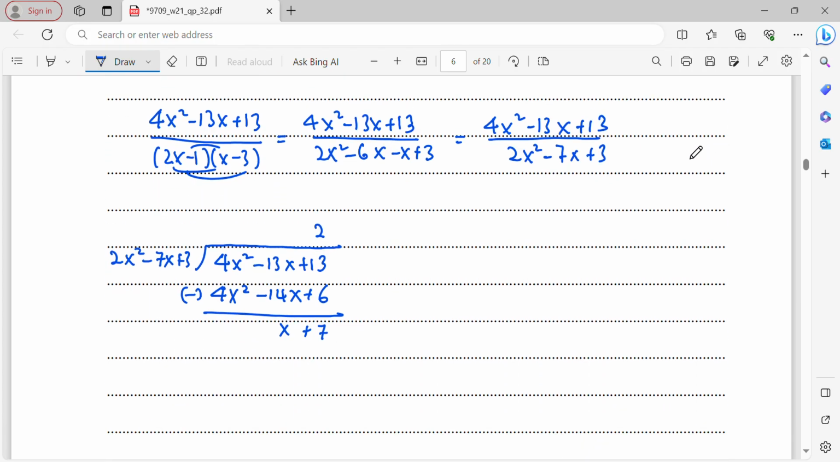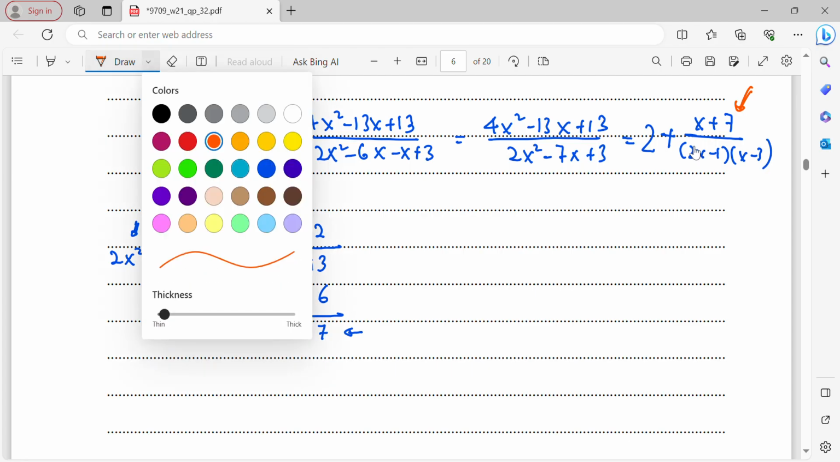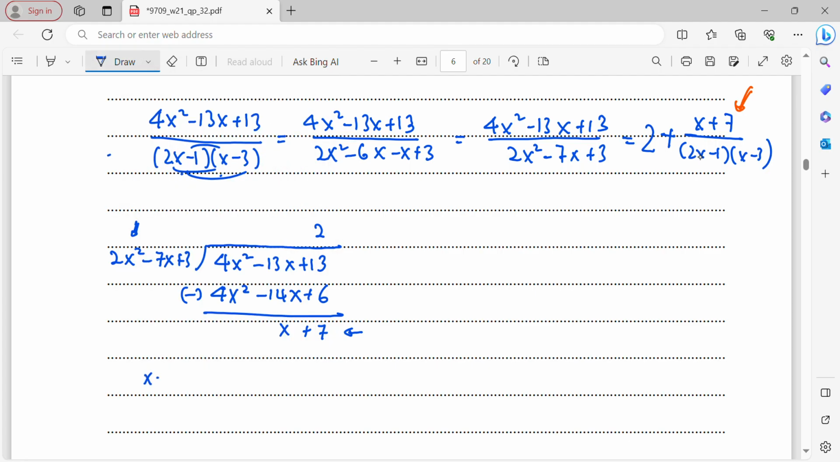Okay, once the degree of the x in the remainder is less than the degree of the x in the divisor, that means you can stop performing this polynomial division, which means this is basically the same as 2 plus x plus 7 divided by these two linear factors. So now my partial fractions will be based on this latest form. Okay, so now I will start finding my partial fractions.